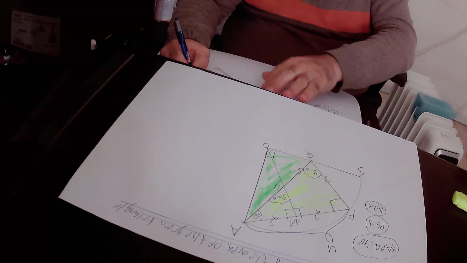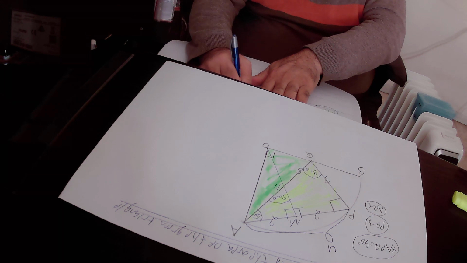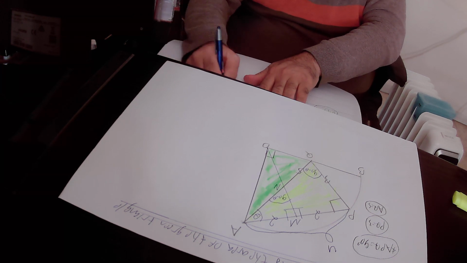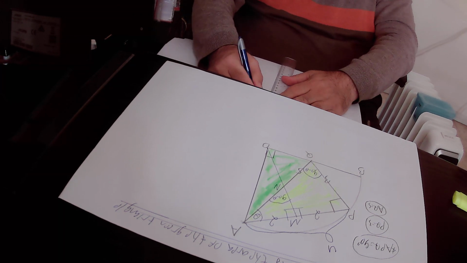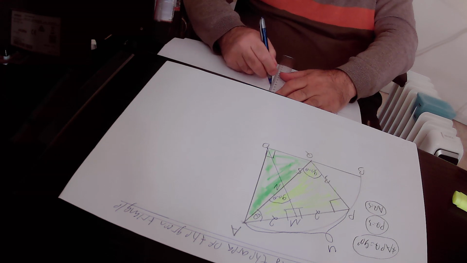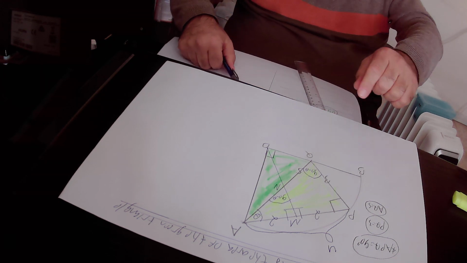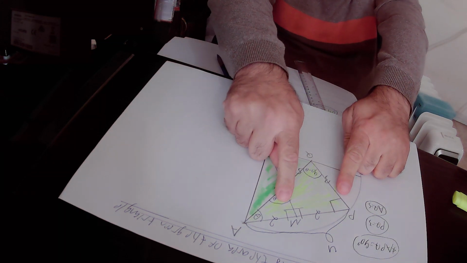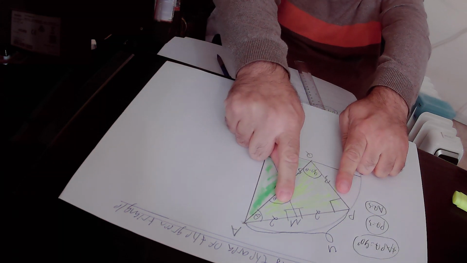So why are those triangles similar to each other? First of all, those two angles are both equal to 90 degrees, therefore they are equal to each other.